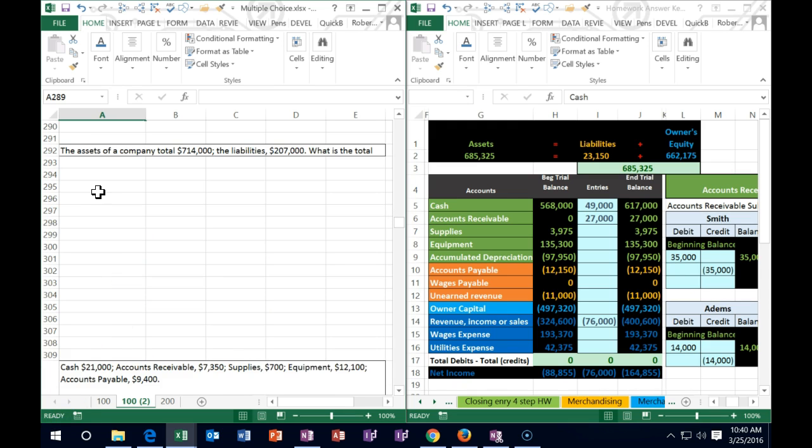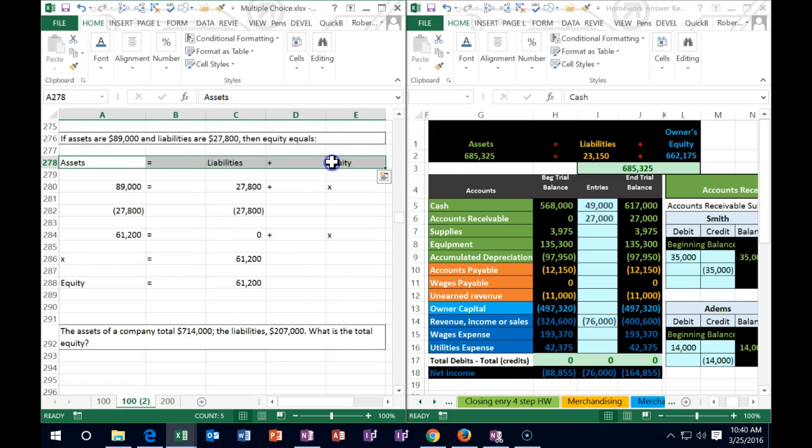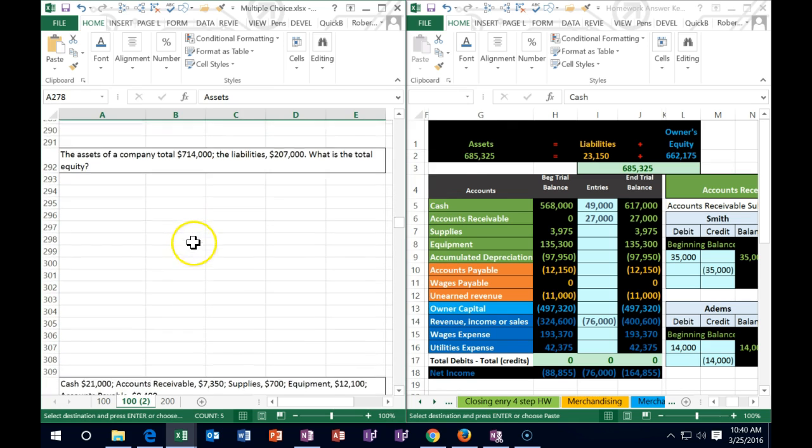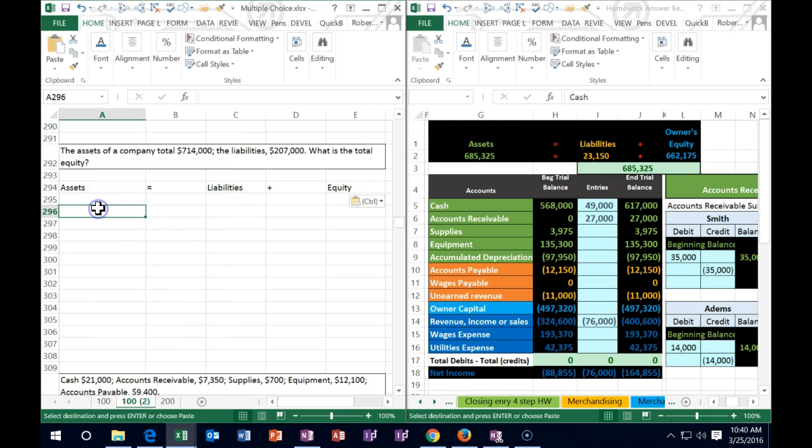So here's another one. The assets of the company are 714. The liabilities are 207. What is total equity? Same thing here. We're just going to copy this accounting equation and plug this in. We're getting a lot of use out of the accounting equation here. So now we know that assets are 714, and those equal liabilities of 207 plus equity, which we don't know, so I'm going to say equity is X.